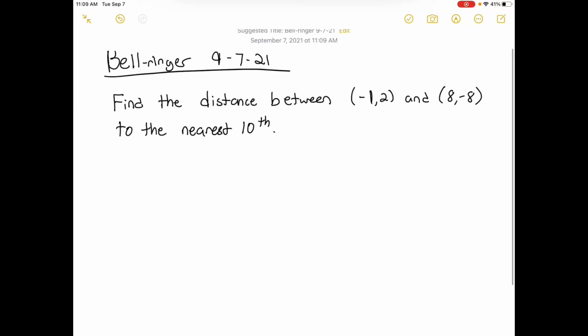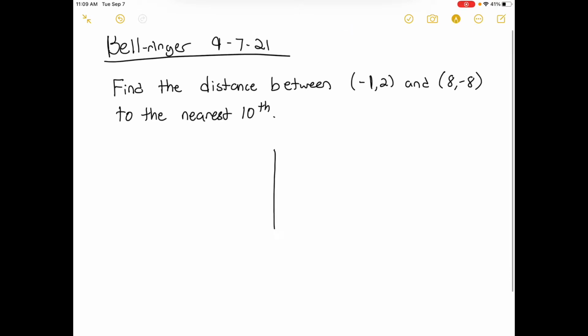Okay, so let's plot these 2 points. (-1, 2) and (8, -8). Go right 8 and down 8. Okay, gotta find the distance between these 2 points. Alright, let's make a right triangle.